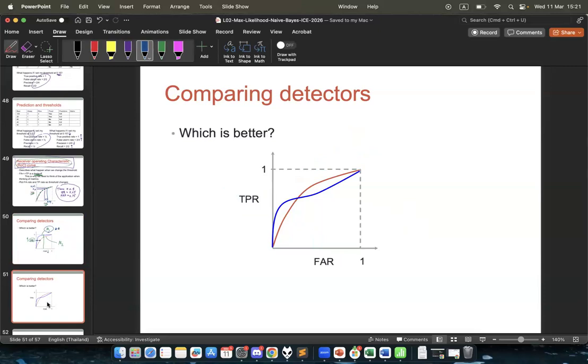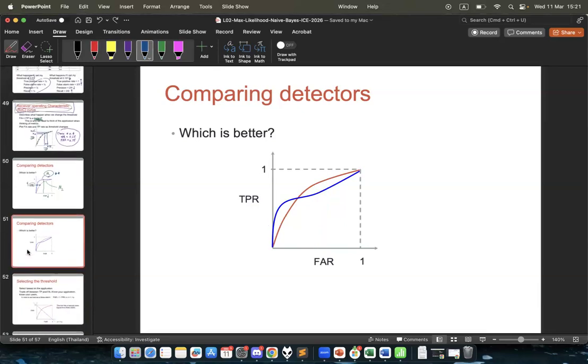It's not like at every point one is better. Sometimes blue is better, at certain points red is better. So this is usually what will happen, especially when your model starts to be competitive. So in this case, it really depends on where you want to use your model.